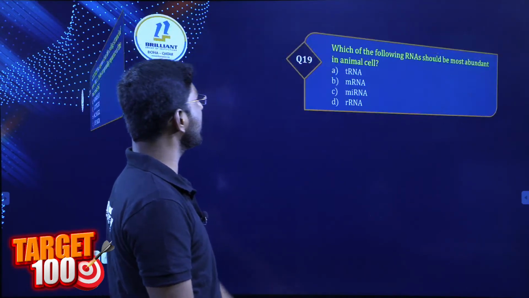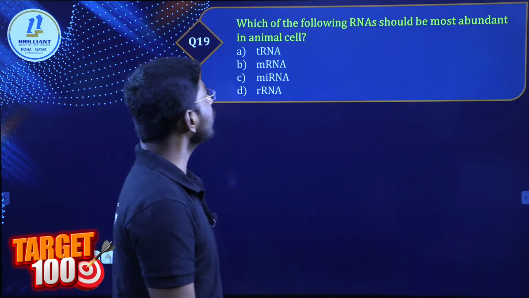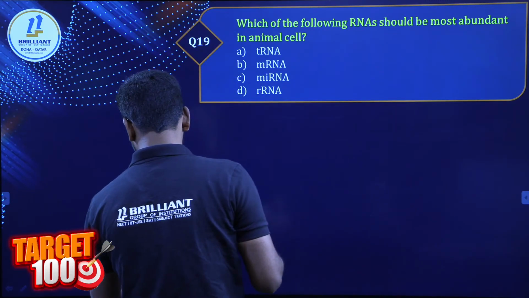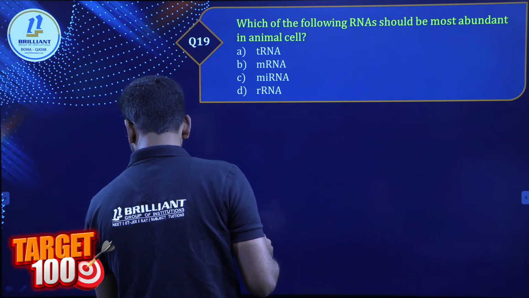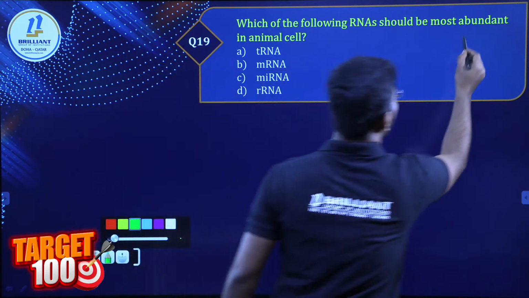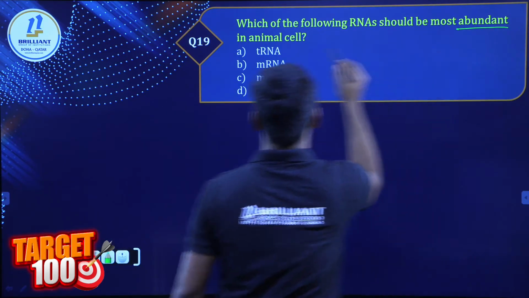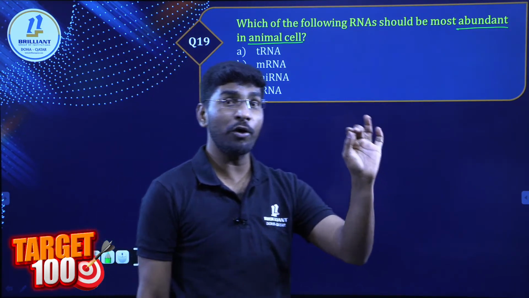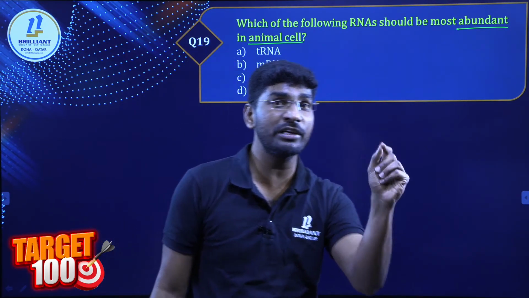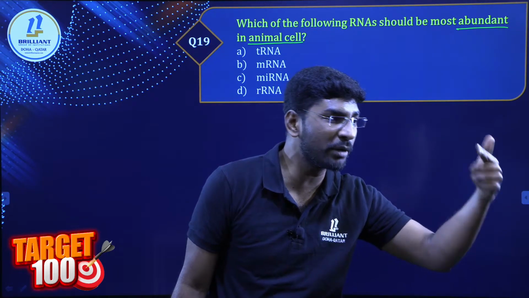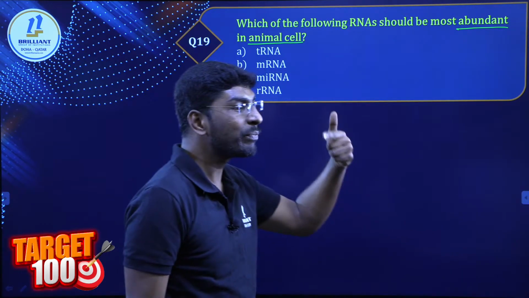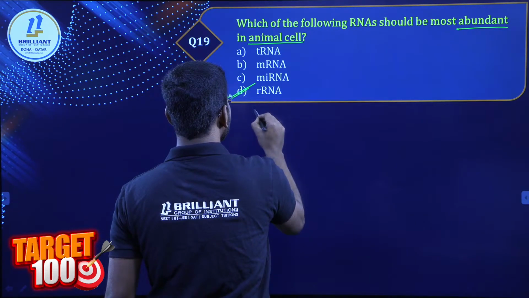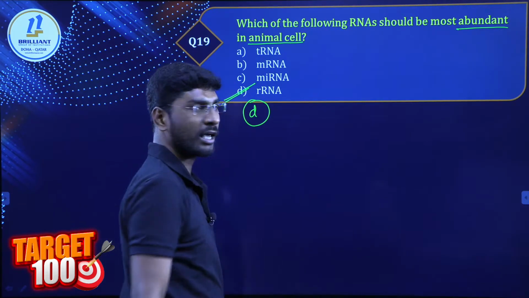Question number 19. Which of the following RNAs is the most abundant RNA in the animal cell? Out of the four options, I already told you this in a previous question. Anyone of you answer me. Which is the most abundant one? The most abundant one is ribosomal RNA.